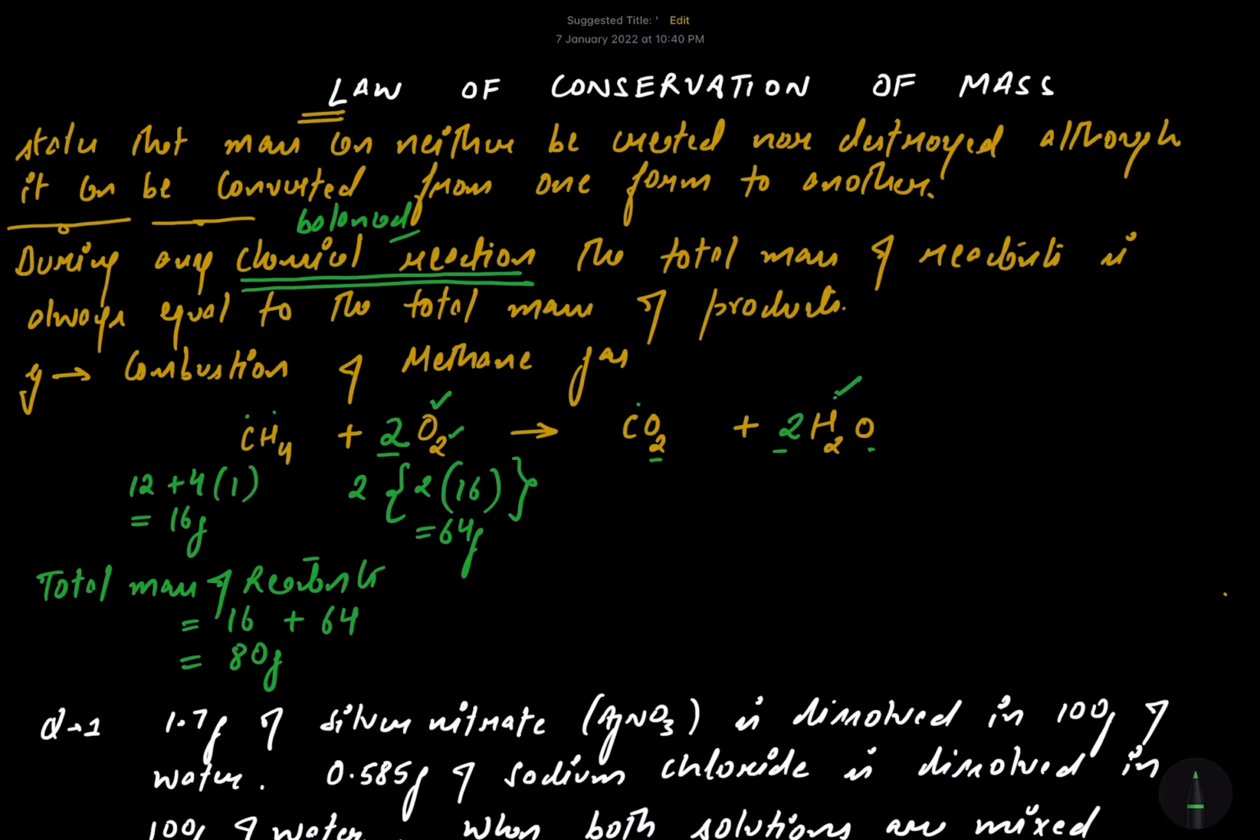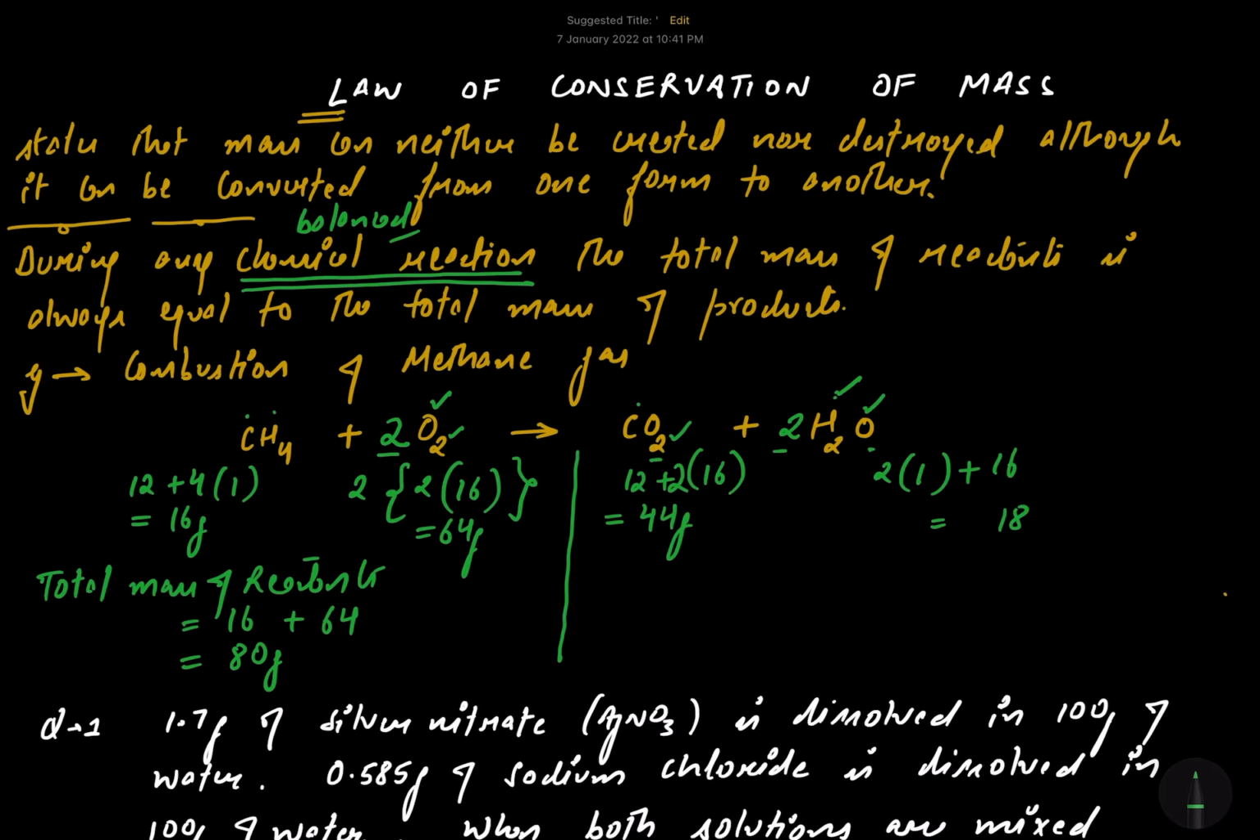Now let's talk about the product side. So first of all is carbon dioxide. The mass of carbon atom is 12, mass of oxygen atom is 16, and 16 into 2 because oxygen atoms are 2 in number. The mass of CO2 comes out to be 44 grams. Now let's talk about water. The mass of one hydrogen atom is 1. Hydrogen atoms are 2 in number, plus the mass of oxygen atom is 16. So it comes out to be 18 grams.